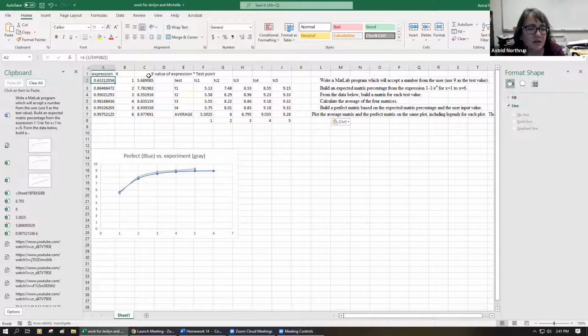Then since the test value is 9 for each of these points, for each of these percentages, you multiply that value by 9, and these are the values that you get. Now this set, 1, 5.689, etcetera, down to 6, 8.977691, are the perfect matrix values. They're perfect because they are based on an equation and what you would theoretically expect to get. So I've plotted those points, because that's the next part, and they're plotted here in blue.